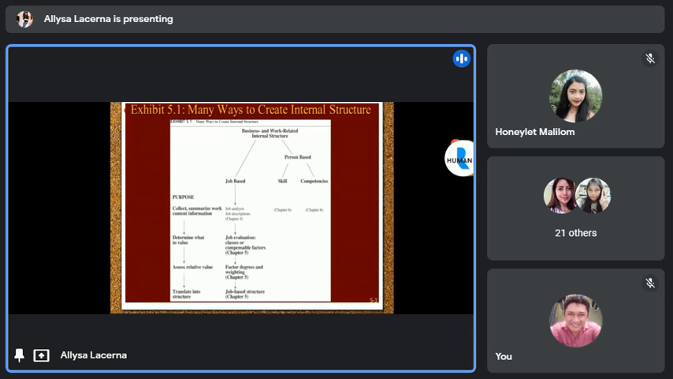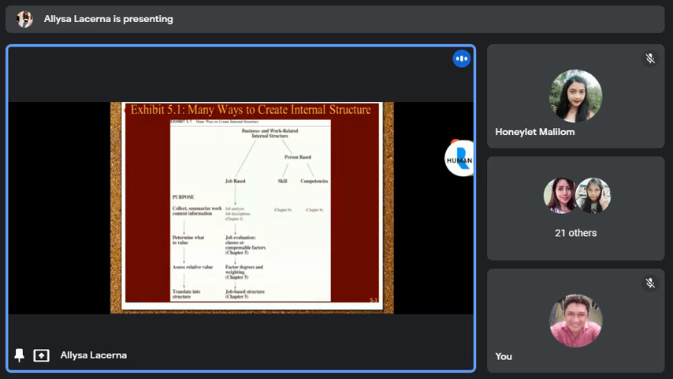Sa gilid naman, makikita natin dyan yung main purpose of creating internal structure, which is to collect, rather summarize work information at kung ano yung dapat nating i-value, moreover, how to assess value, and lastly, translate into a structure. So, dito makikita natin yung flow or yung pagkakasunod-sunod, and it's also the purpose.